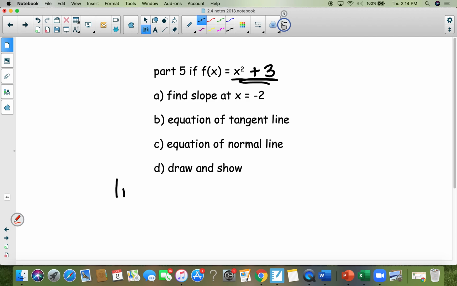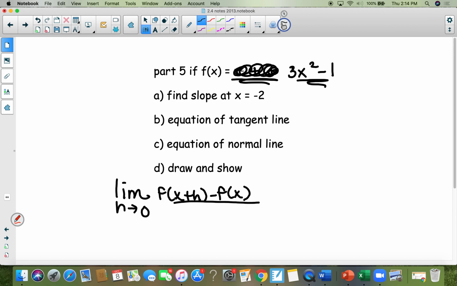Let's just do it. You know what, let's change this completely. Let's make it 3x squared minus 1. This will be a good one. Okay, ready to go? The limit as h approaches 0 of f of x plus h minus f of x all over h.